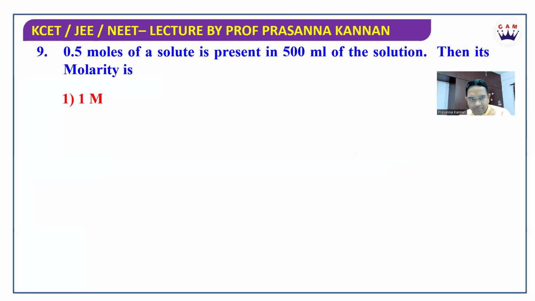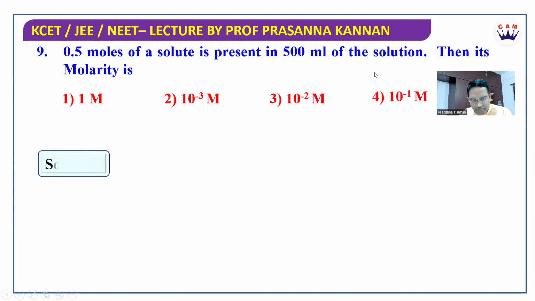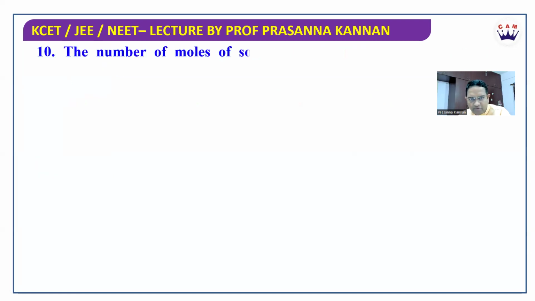Yes, Ranika, can you unmute? Can you try answering this question? 0.5 moles of a solute is present in 500 ml of the solution. Then what is its molarity? 1 mole, sir. Very good. Can you tell me how, Ranika? Sir, we have to convert 500 ml into liters, so it would be 0.5 liters. So the number of moles would be on the numerator and 0.5 would be in the denominator. It would be 1 mole, sir. Very good. So it's 1 molar. That's all. Excellent.